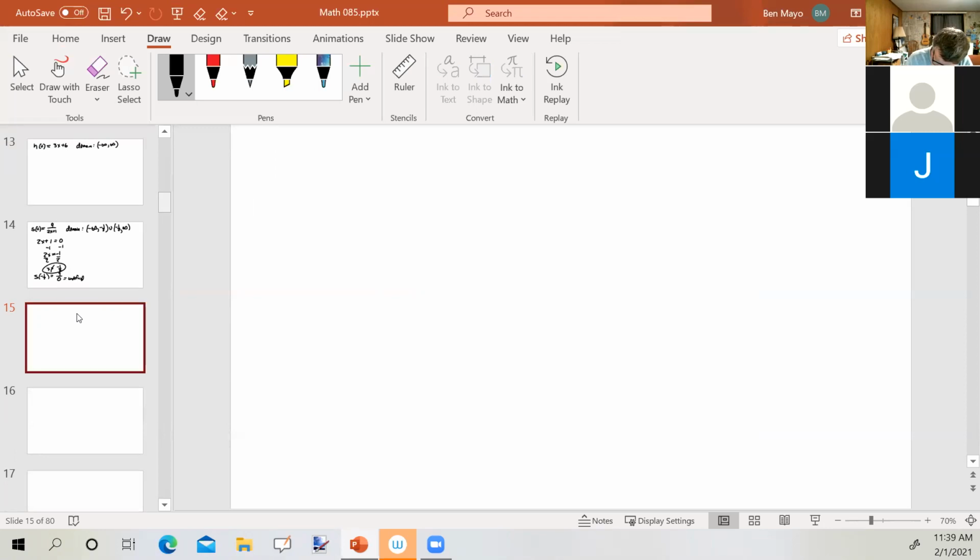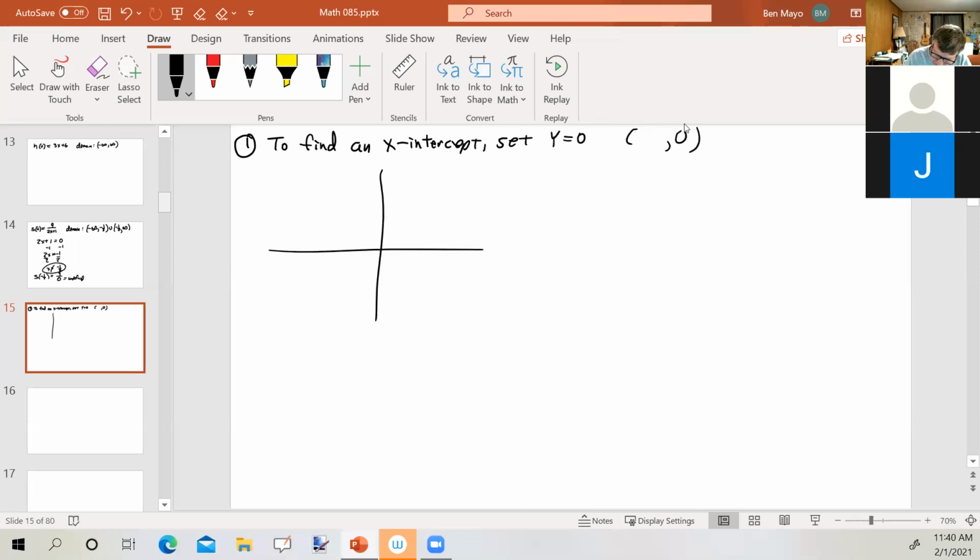First of all, we'll call this item number 1: to find an x-intercept, set y equal to 0, or complete the ordered pair something comma 0. All right. Now, graphically, what is an x-intercept? Well, let's see. This graph cuts through the x-axis right there and the y-axis right there. This point right there is the x-intercept. Notice that y is 0.